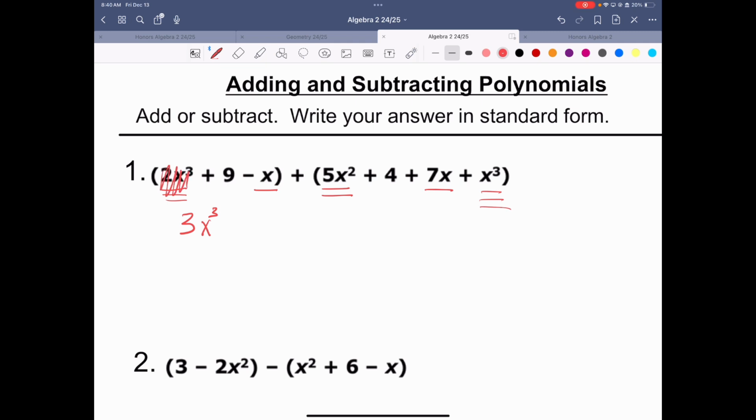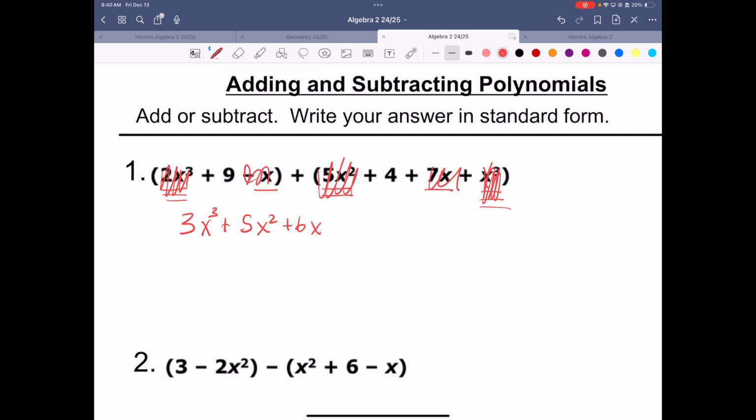If you want to scratch those out so you can ignore them at that point, you can do that, but you don't have to. Now I look for 2 lines. That's the only one that has 2 lines, so I just write it down. Nothing to combine. If you have to scratch it out, scratch it out. I look for 1 line. I've got negative x plus 7. So negative 1 plus 7 is 6. Plus 6x, scratch them out.